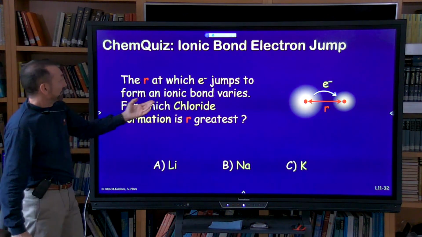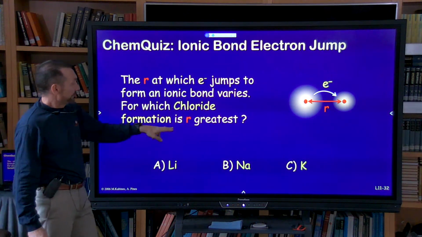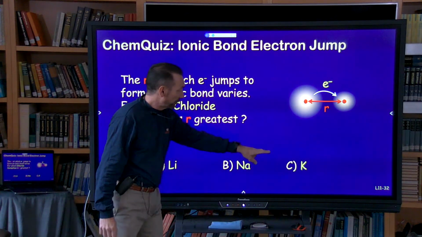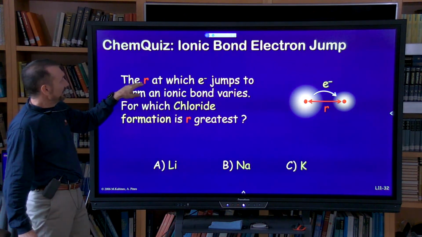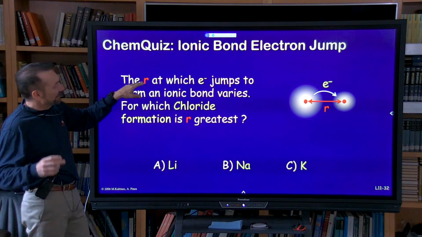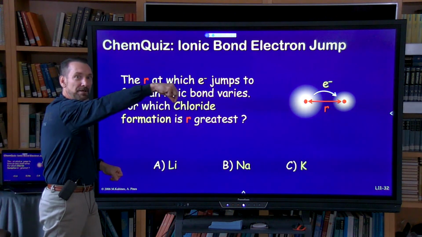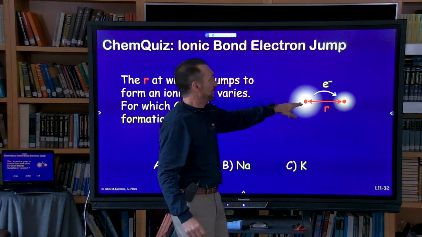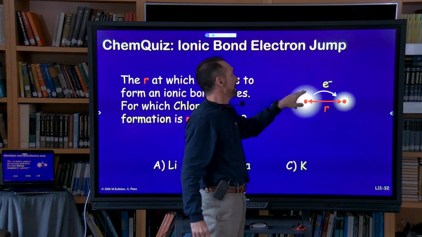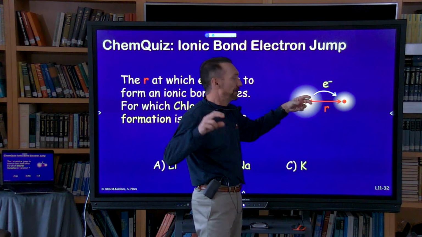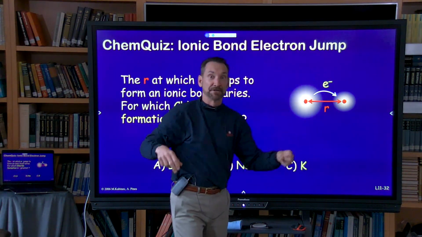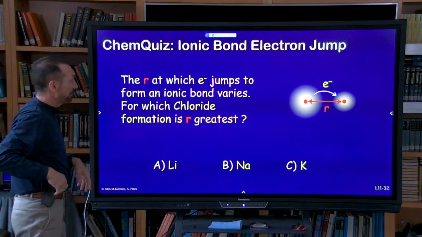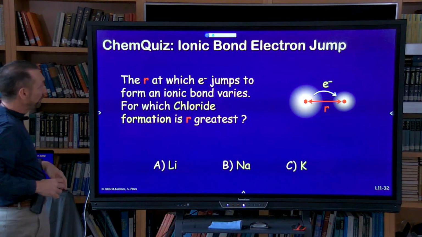But if you're talking about chlorides, sodium chloride, lithium chloride, or potassium chloride, where is it easiest, essentially, for the electron to jump over? As they come together, in which does the bond start to form first? Where does the electron jump from here to here? Talk about that in your breakout rooms.